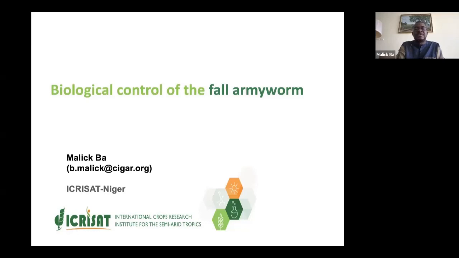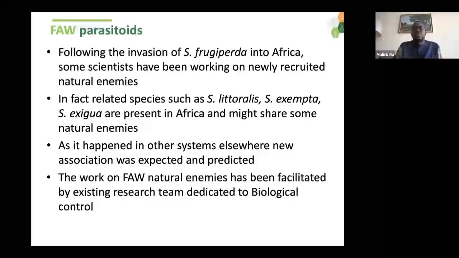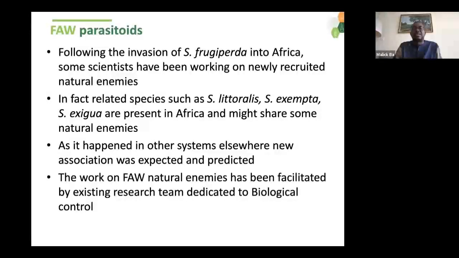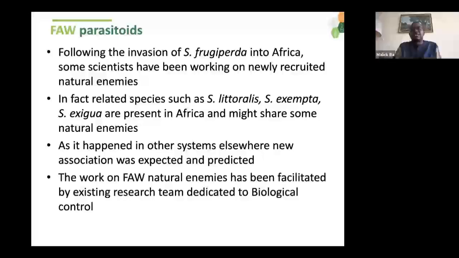We started working on the biological control of the fall armyworm when the insect invaded Africa. Some of the scientists in the region thought that we should work on biological control and try to find out if there are natural enemies that have been recruited by the new pest. In Africa, there are related species such as Spodoptera littoralis, Spodoptera exempta, and Spodoptera exigua. We thought that those related species might share natural enemies with the fall armyworm. This was based on something that has already been observed elsewhere, called new associations.